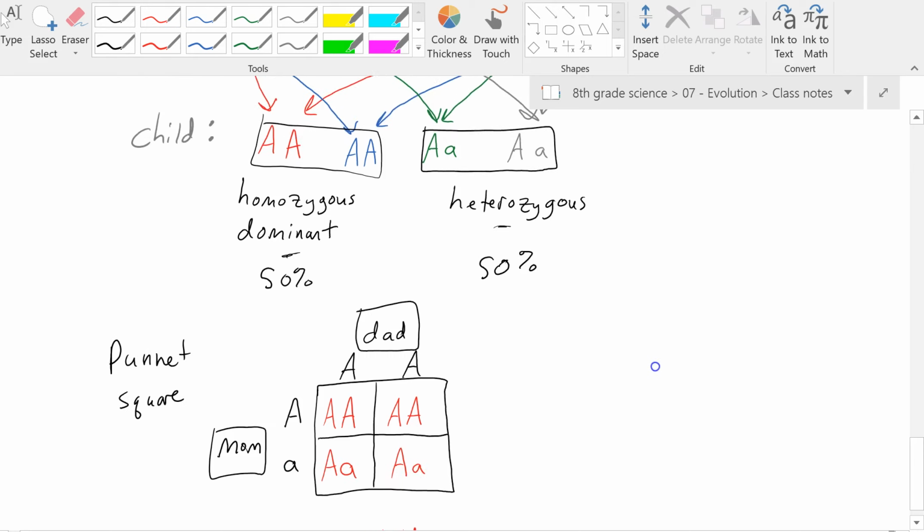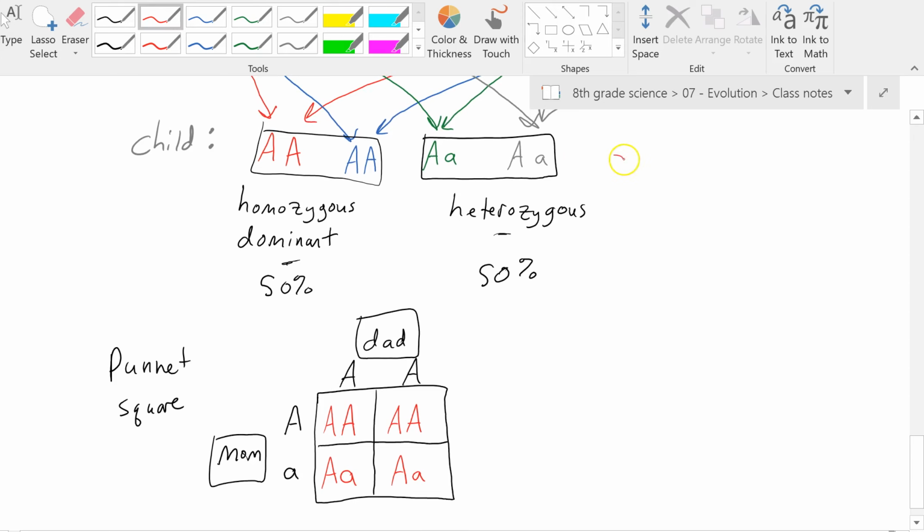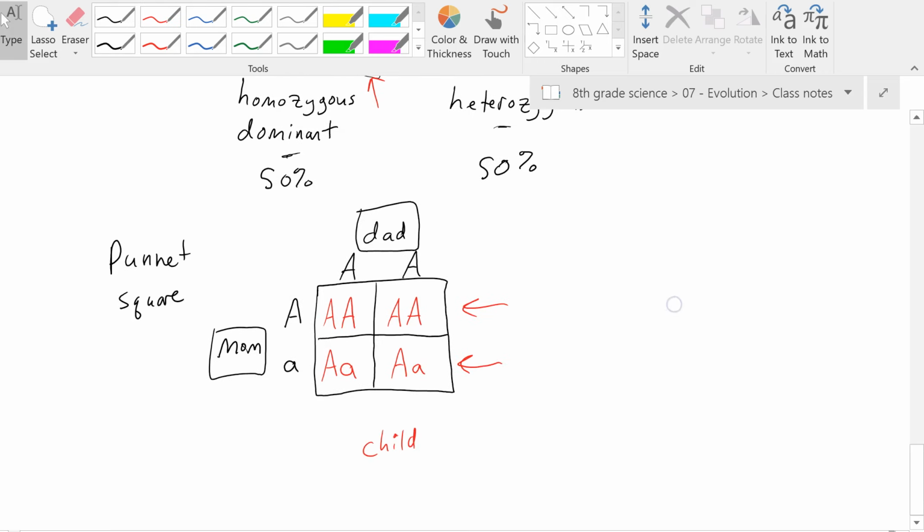Now if you notice back up here, that's exactly the same combinations that we got before. These top 2 are big A, just like these top 2 were, and these bottom 2 are big A, little a. So it shows exactly the same combinations, it's just a little faster way to do it. And so we can say that here our child has 2 possible outcomes.